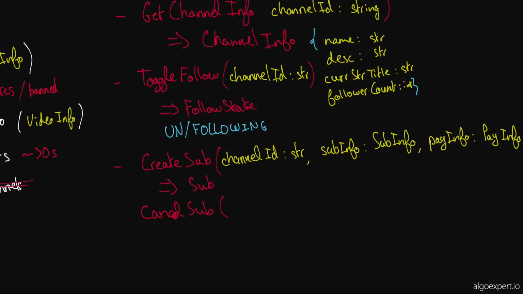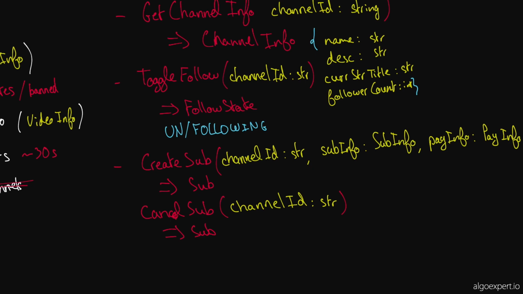And this is also going to take in a channel ID, but I don't think that we need to take in anything else, because you can only have one sub at a time on a particular stream. So you don't necessarily need to pass in more state. I don't think you need to pass in the sub info to cancel the subscription. So we're just going to go with that. And this would also return a sub, because, why not? It's nice to have whatever the resulting state from the backend is being returned.